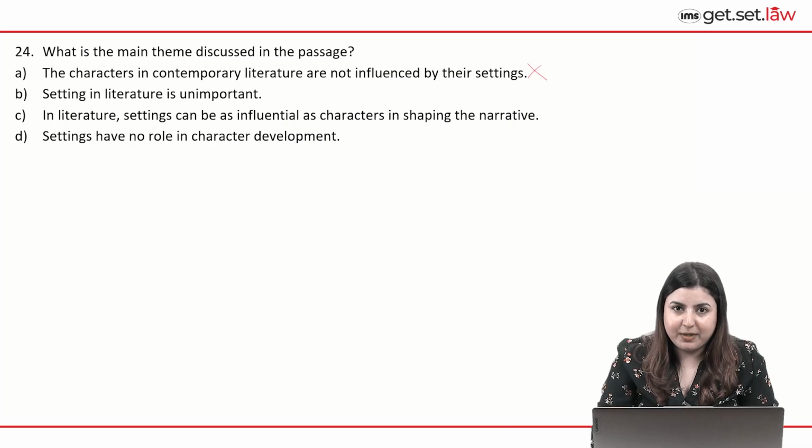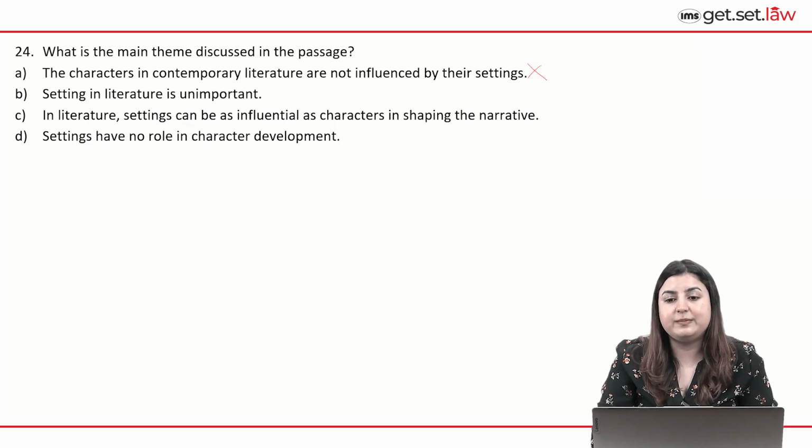Now we come to the last part of this passage, the last question for this passage. What is the main theme discussed in the passage? A, the characters in contemporary literature are not influenced by their settings. This is incorrect. The characters, in fact, are influenced by the settings, is what the passage emphasizes.